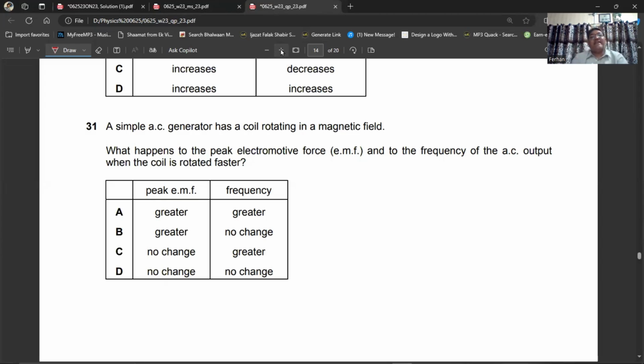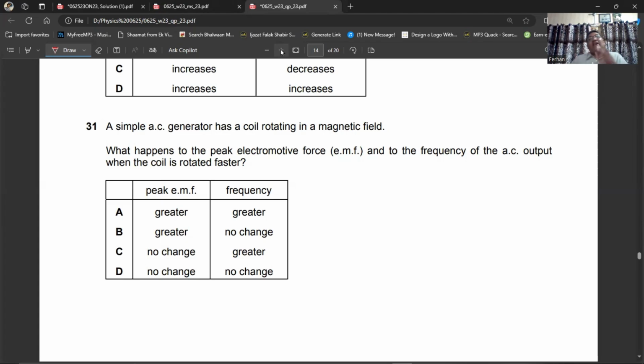Question number 31. A simple AC generator has a coil rotating in a magnetic field. What happens to the peak electromotive force and to the frequency of the AC output when the coil is rotated faster? If the coil of the generator moves faster, its frequency will increase. In unit time, it will complete more and more revolutions. So the current which is induced will have more frequency.